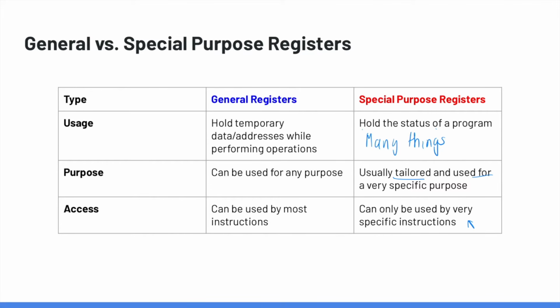Now, general registers, in contrast, are basically just registers that are sitting around the CPU that can be used for pretty much anything. We haven't seen these yet, but we will see them when we're talking about assembly code, because oftentimes with assembly code, we're going to have to access registers to store data or addresses of other pieces of data. They can be used for any purpose by most instructions. They often hold temporary data or addresses while performing operations. So we haven't really seen any general registers because by their very nature, we're not going to give them a name, they're just general, but we will see them when we talk about assembly code. Everything we've learned so far has been special purpose registers.